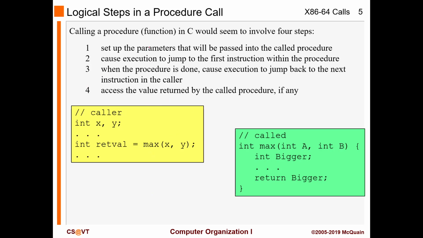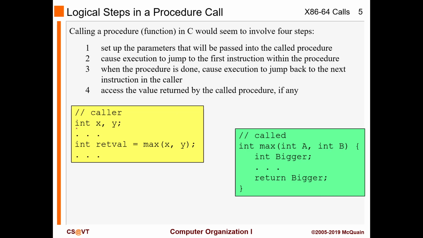First things first, whenever you are calling a procedure or function in C, it would seem to involve four steps. Step one is set up the parameters that will be passed into the called procedure. Step two is cause the execution to jump to the first instruction within the procedure. Step three is when the procedure is done, cause execution to jump back to the next instruction in the caller. Step four is access the value returned by the called procedure, if any.